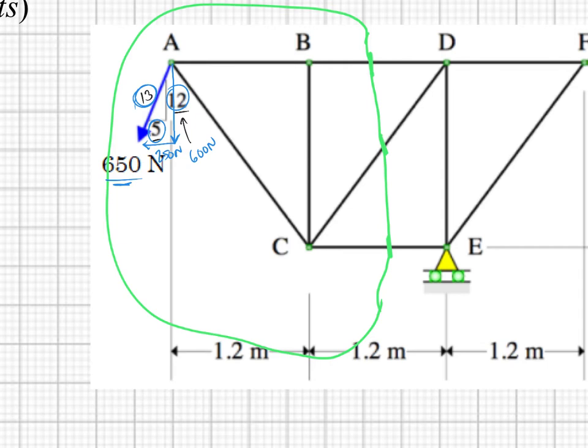If you do the trig, the opposite over the adjacent, you'll get a number right here, which is 22.620 degrees. And then you would use the cosine of that times 650 to get 600 here. And you would use the sine of 22.620 to get this number right here. Either way you want to do it.